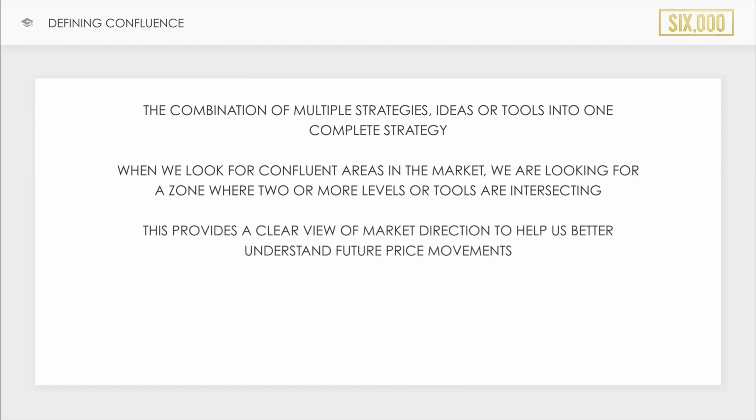Now what Confluence does, it provides a clear view of market direction, and it helps us better understand future price movements, which of course benefits us in trading situations. If we can have a better view on where price is going, we can obviously have more profitable setups, more profitable trades. Simply speaking, Confluence provides additional confirmation. So instead of looking for just a buy on support or just a bat pattern, you'll look for several different working tools in the same area.